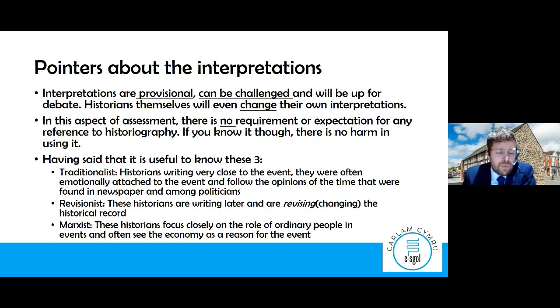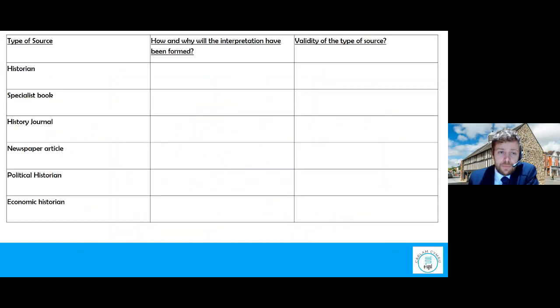So as I said, the exam board has said specifically there's no requirement or expectation for you to reference that historiography, but I think it's really good to know those three in particular. So what I wanted to do first, before we actually look at that question in detail, is I wanted us to think about this. These are different types of source or interpretation you might be given. And so what you need to be doing, in order to help you, is thinking in advance how and why this interpretation might have been formed and whether or not it adds to the validity of it.